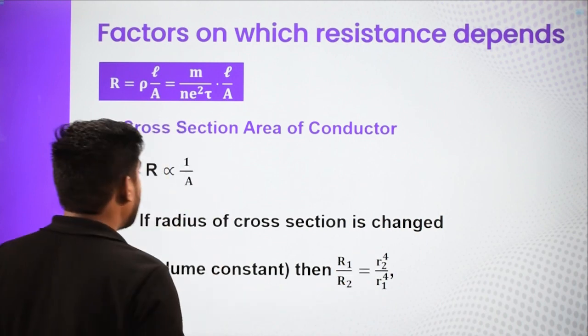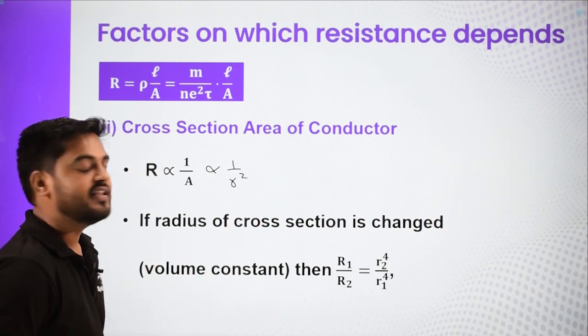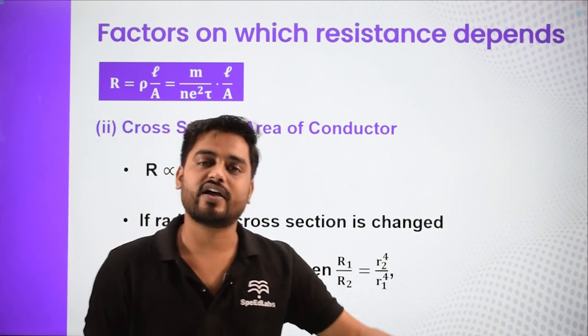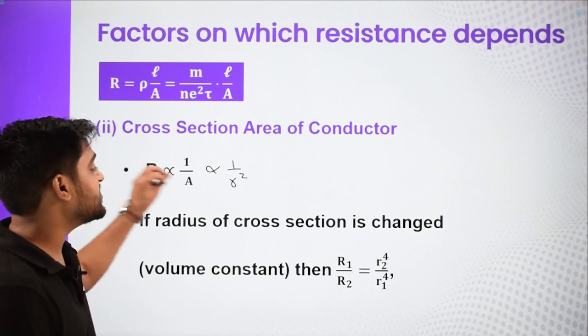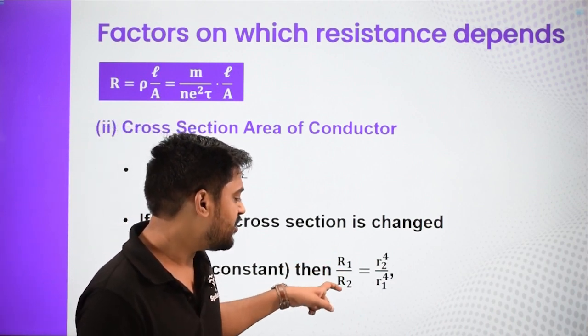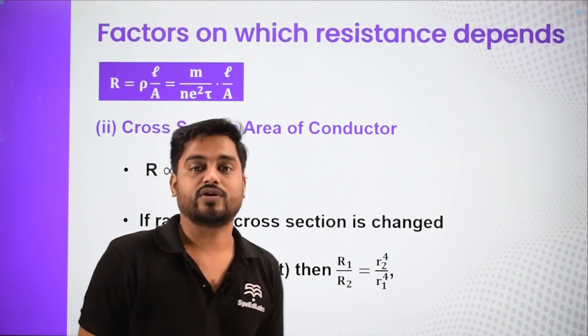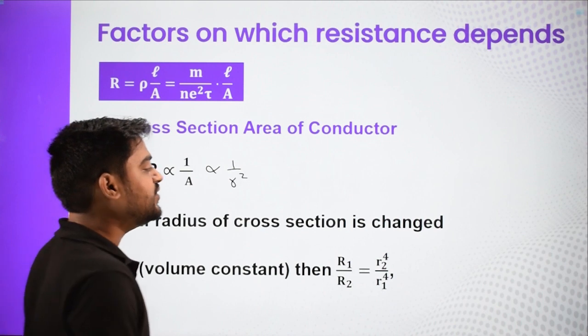And here they are saying that it is proportional to 1 by R square, because the area of cross section is like pi R square. So pi is a constant. It is inversely proportional to radius square. But here if you see, it is R1 upon R2 and R2 upon R1. So it is inversely proportional to R raised to power 4. So again, we can do the same thing again.